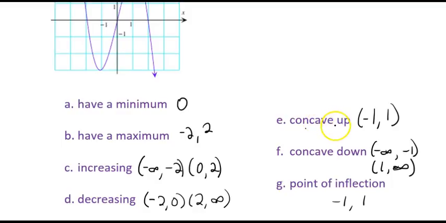It should be concave up where the derivative is increasing, so that would be from negative 1 to 1. And it should be concave down where the derivative is decreasing, so that should be negative infinity to negative 1 and 1 to infinity. And then it will have points of inflection where the derivative has maxes or mins, so that's negative 1 and positive 1.